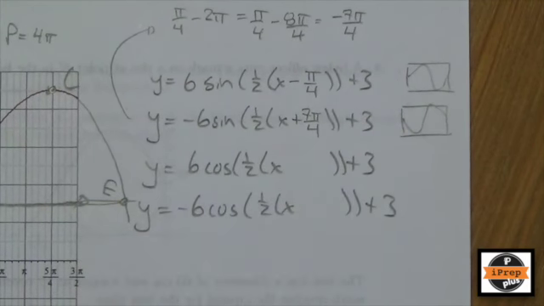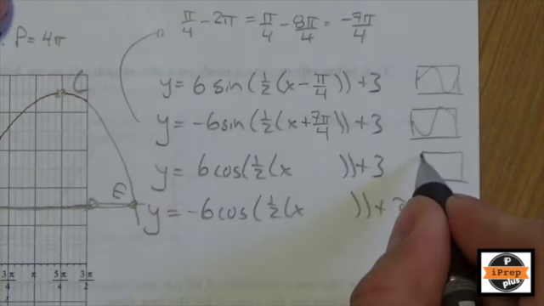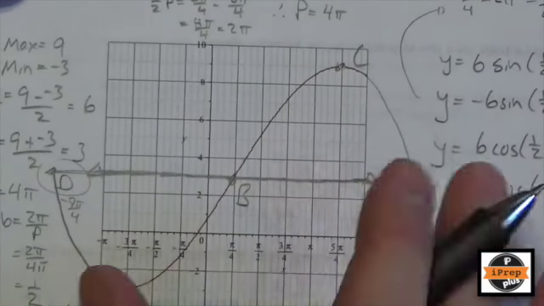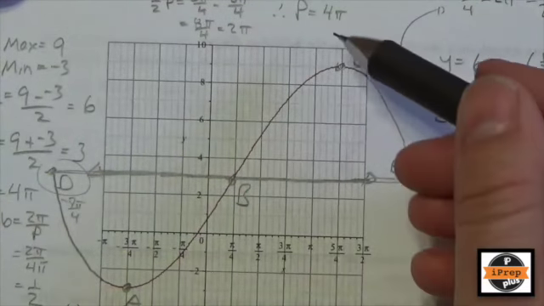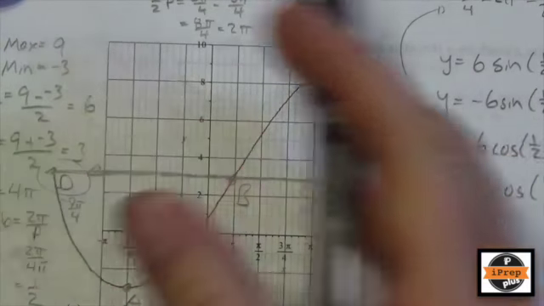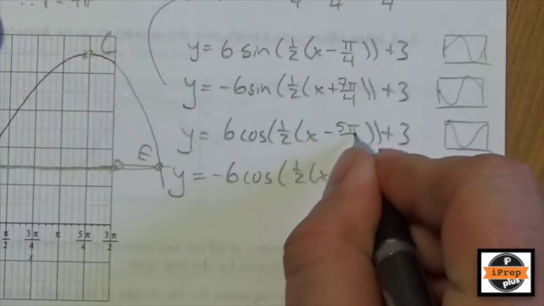These next two here we can read basically right off the graph. Positive cosine, remember, starts at the top, drops back down, goes up. Well, the only point that matches that would be C. And C, if I read that off here, has been moved 5 pi over 4 to the right. So in my equation I would write negative 5 pi over 4.